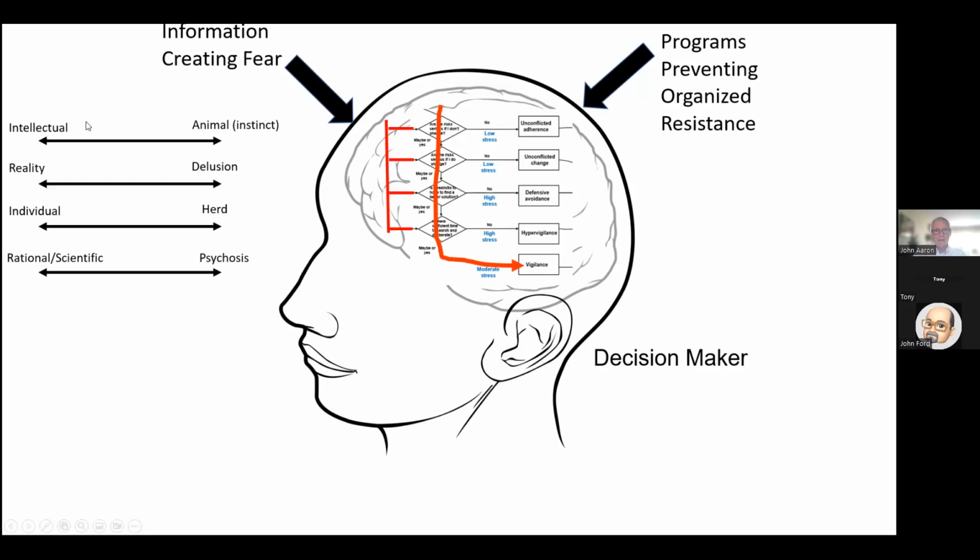And keeping in mind that what we know is that there are 2 sides to us as human beings. There's the intellectual, but there's also the animal. There's reality, there's delusion. There's the individual, there's the herd. There's the rational scientific, then there's the psychotic. And the use of propaganda to exploit human vulnerabilities is very much geared to that. And text is a very, very good way to catch these kinds of things. And it's also a way to exploit this, right? So awareness becomes very important.